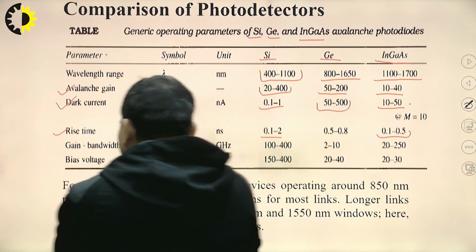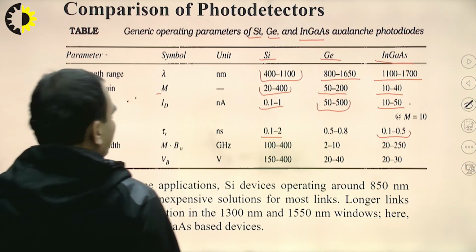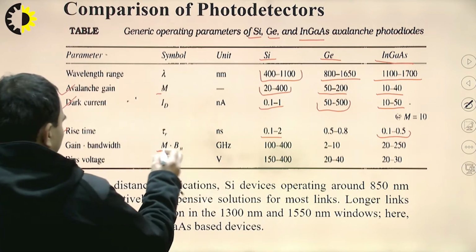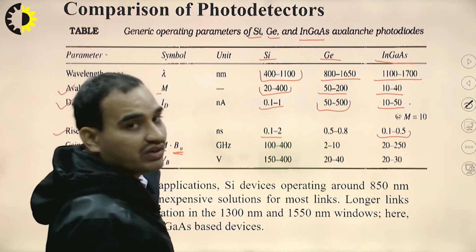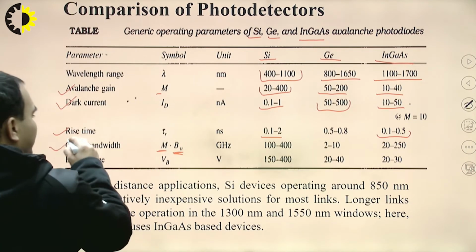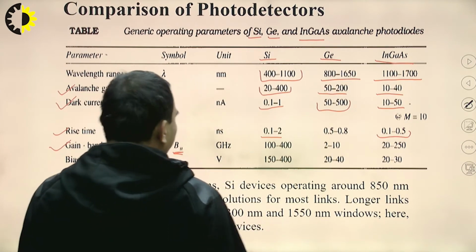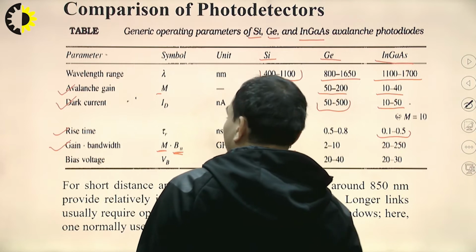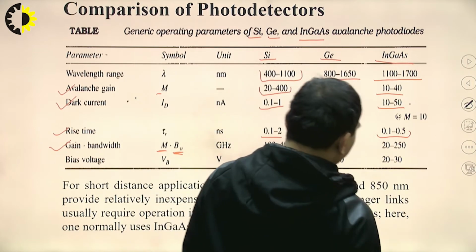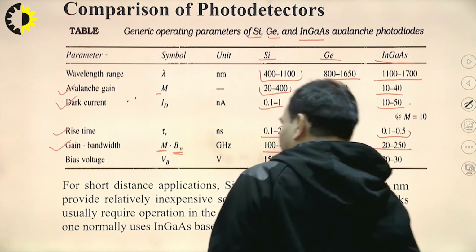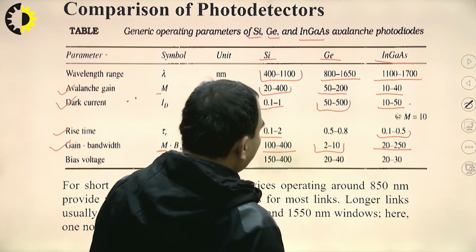When we talk about the gain bandwidth product, because in avalanche photodiodes we have the gain, also known as the avalanche gain, and when we multiply this avalanche gain with the bandwidth of the signal, we get M into B, that is the gain bandwidth product. That value is in gigahertz, and for silicon the range is 400, and for germanium it is from 2 to 10. For indium gallium arsenide, the gain bandwidth product ranges from 20 to 250.